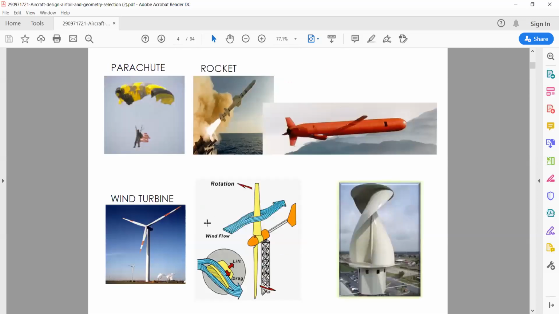Clear? And you can also see these are called wind turbines. In the wind turbine also it gives the shape of an airfoil. And also see the parachute. The parachute also has an airfoil. What is the significance of it? What is the importance of it? We'll discuss it now. Okay.